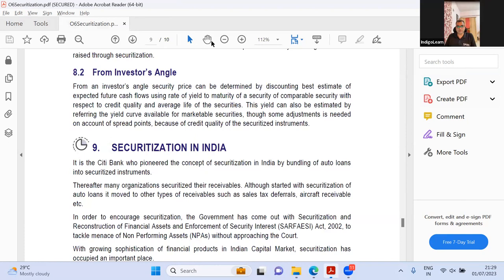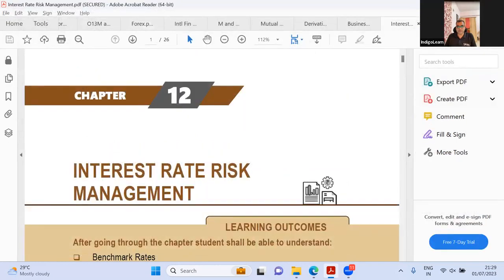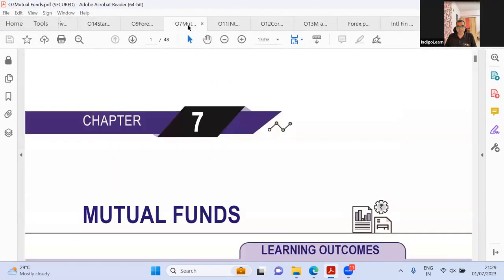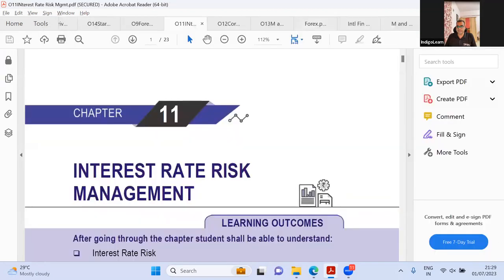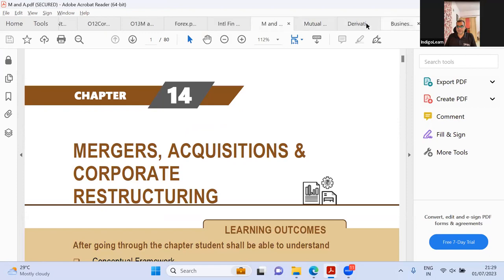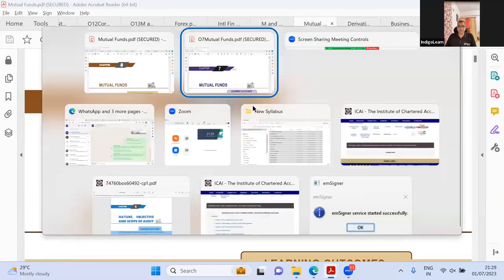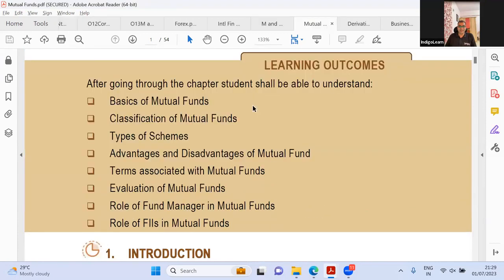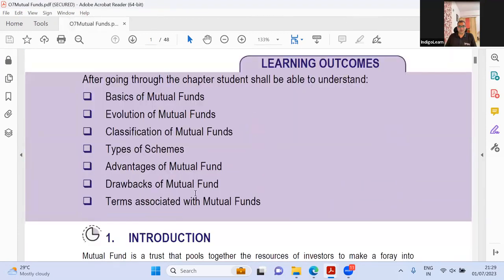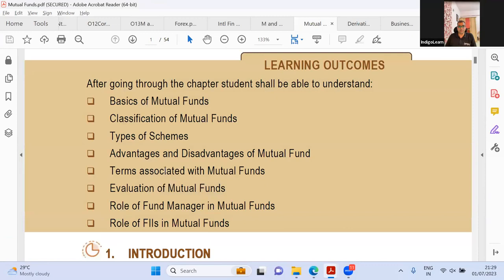Let us move to the next one, which is chapter 7, which is mutual funds, if I'm not wrong. Yes. Mutual funds as per old syllabus, and let us see what is there in mutual funds as per new syllabus. Yeah. So let us come to mutual funds. There's 54 pages here and 48 pages here. Very little, guys. So drawbacks, terms associated, drawbacks and terms.